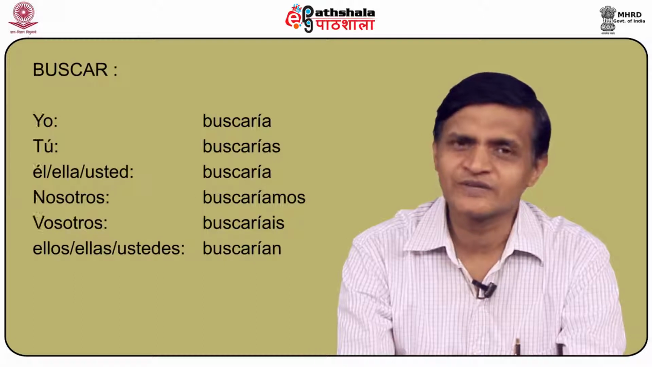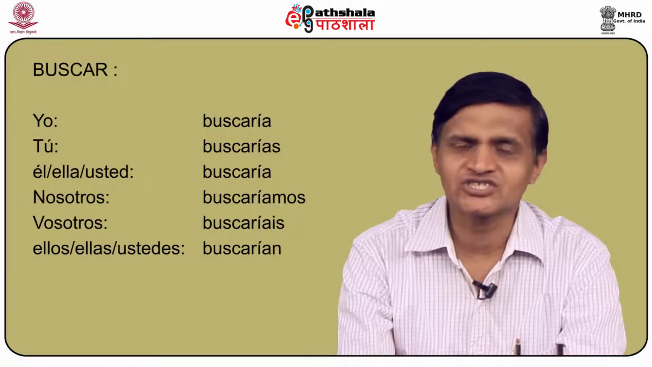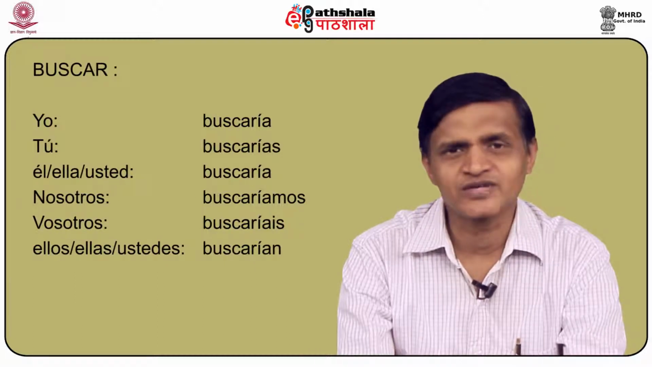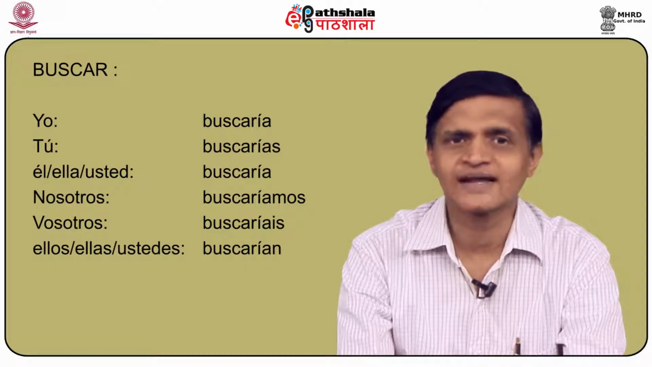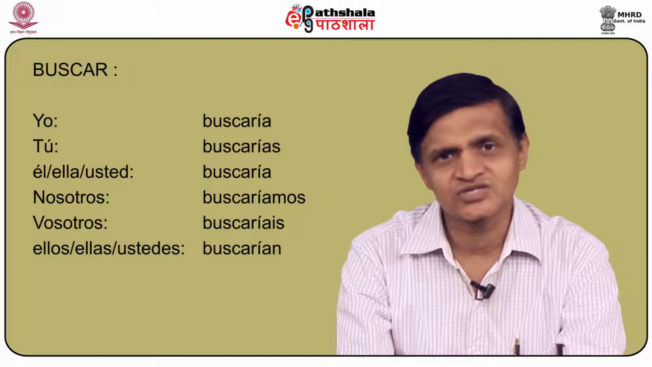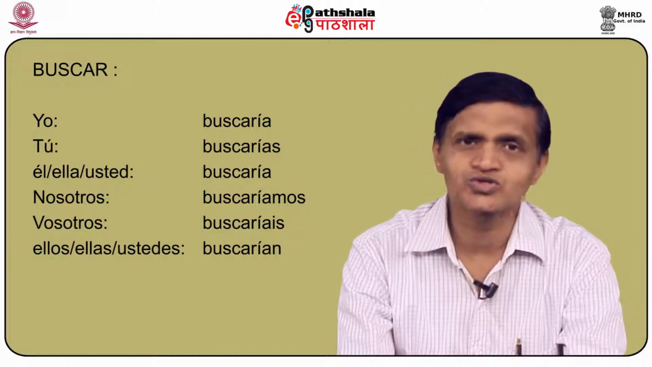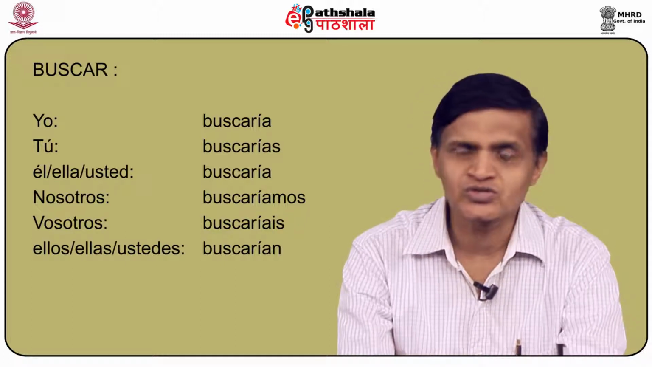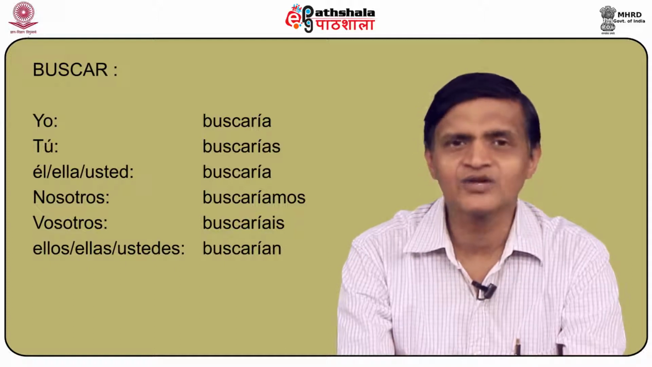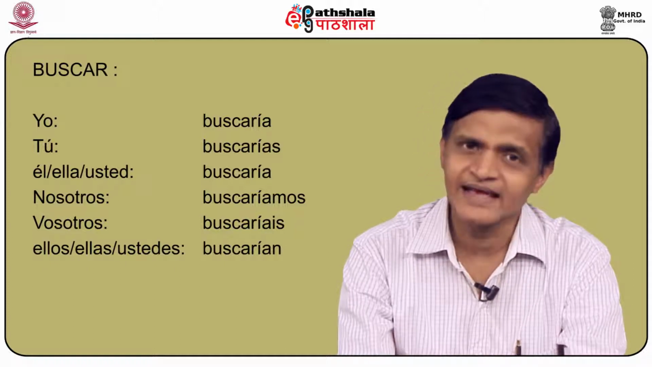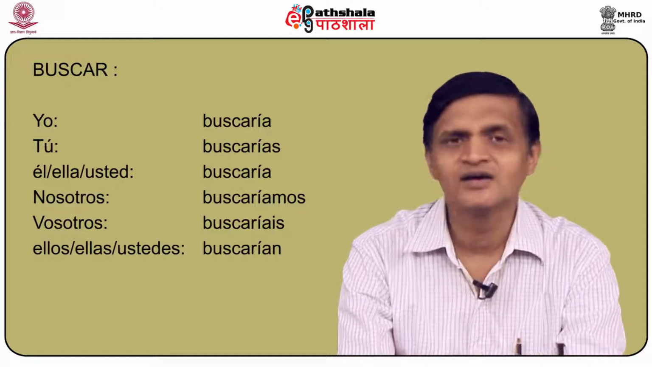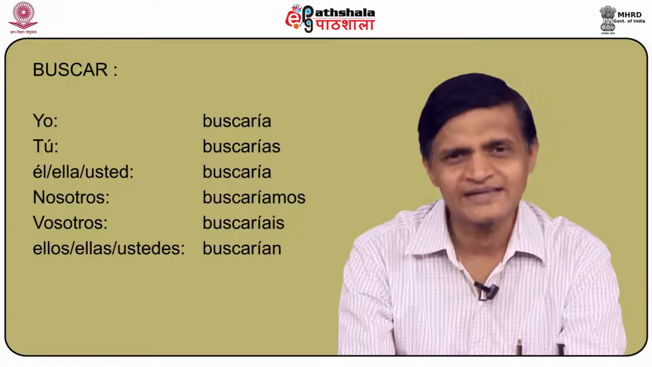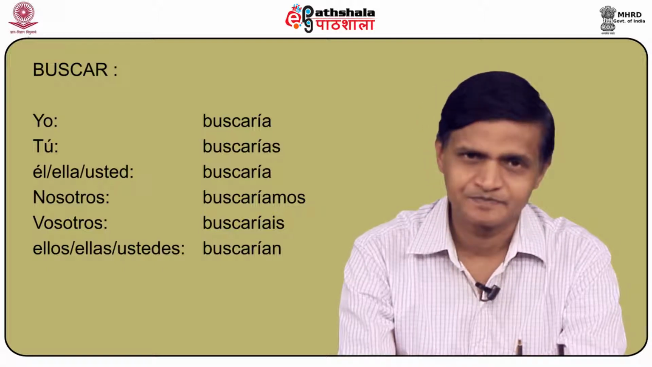How do you conjugate a verb like buscar in the conditional? The conjugation of buscar in the conditional is yo buscaría, tú buscarías, ella, usted buscaría, nosotros buscaríamos, vosotros buscaríais, and ellos, ellas, ustedes buscarían. I repeat, buscaría, buscarías, buscaría, buscaríamos, buscaríais, and buscarían.